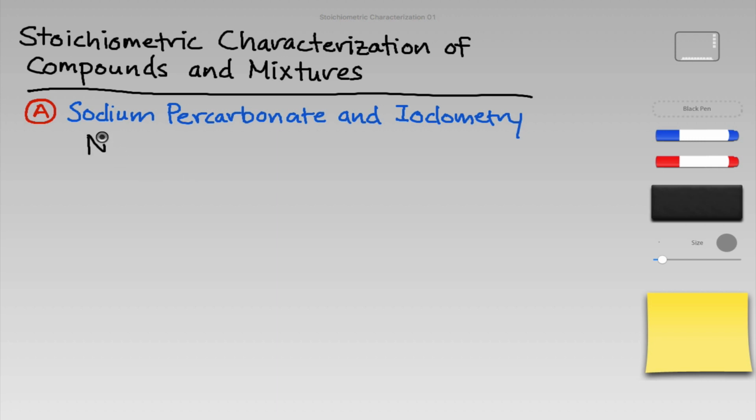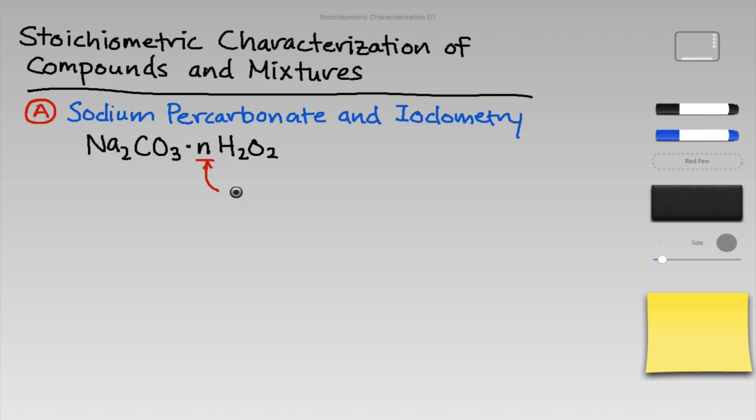Let's begin with the discussion of Part A of the experiment, which involves the compound sodium percarbonate. Sodium percarbonate is, ironically, what's called a non-stoichiometric compound, which consists of a complex of two or more smaller molecules with a non-integer number of one molecule with respect to the other. So here, for example, we should expect that in general, n will not be an integer.